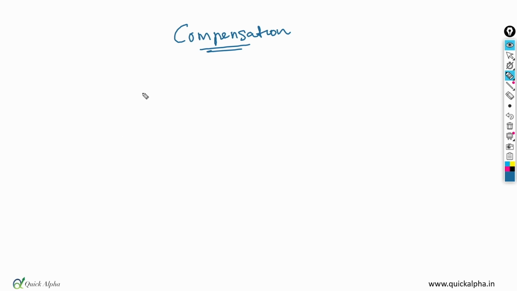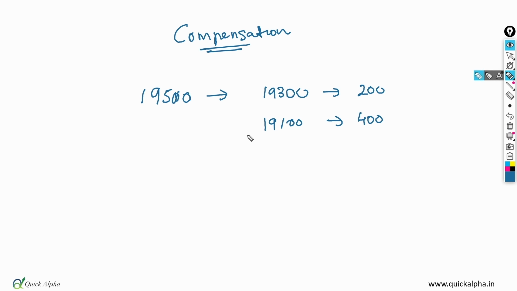So let us say they have agreed to a term for compensation below 19,500, and in case the market actually comes to 19,300, right? So in this case the seller has to pay the buyer 200 rupees, and in case it comes to 19,000, the seller has to pay the buyer 400 rupees. Let's say the market suddenly falls to 18,000. In this case, the seller actually has to compensate 1,500 rupees, right?